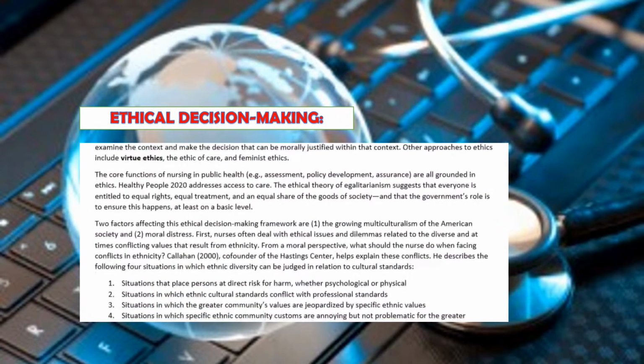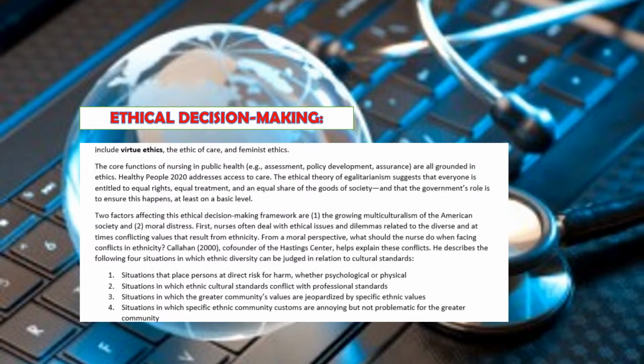Healthy People 2020 addresses access to care. That's a good example. The ethical theory of egalitarianism suggests that everyone is entitled to equal rights, equal treatment, and an equal share of goods in society, and that the government's role is to ensure that this happens at least on a basic level. Two factors affecting ethical decision-making frameworks are the growing multiculturalism in America that affects ethics, and moral distress also affects ethics.